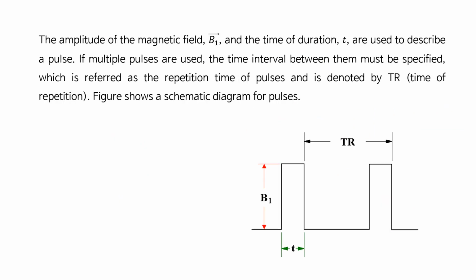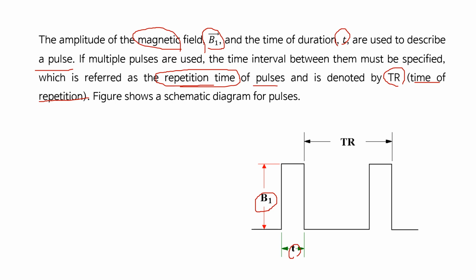The amplitude of the magnetic field B1 and time of duration t are used to describe a pulse. So we represent a certain pulse by B1 and t. If multiple pulses are used, the time interval between them must be specified, which is referred to as the repetition time of pulses and denoted by TR, time of repetition. So if we apply two pulses, the repetition time is TR.